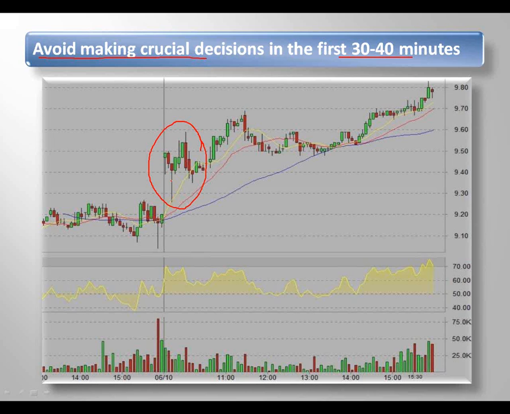This is designed, nothing more. These algorithms are preying on stop orders, and it's almost like the people who program these algorithms know where the weaknesses of the emotions of the human traders are, and in the first 30 minutes they can really exploit those.